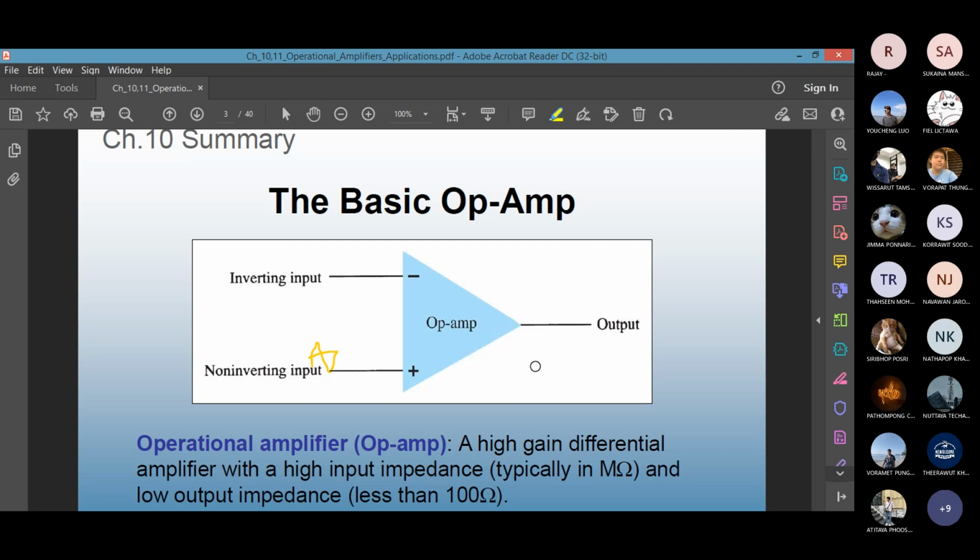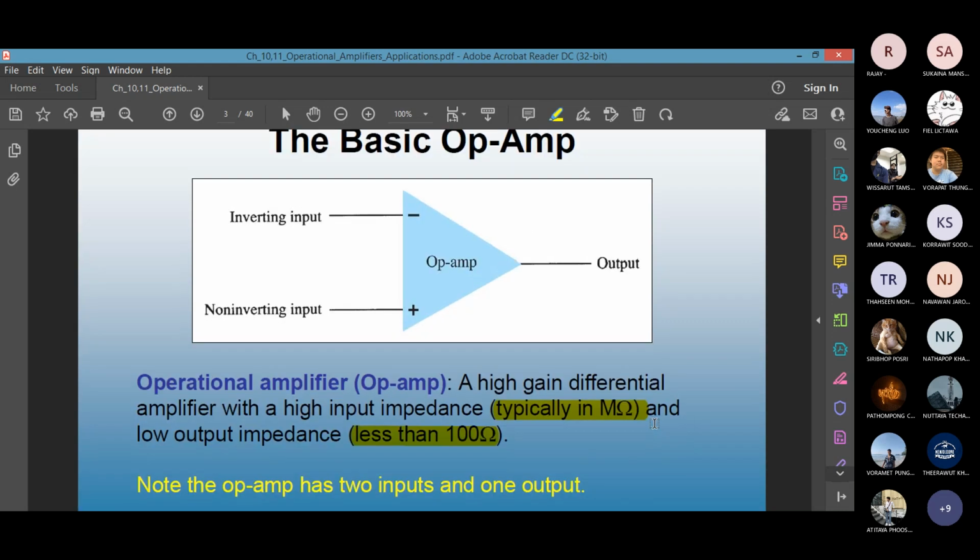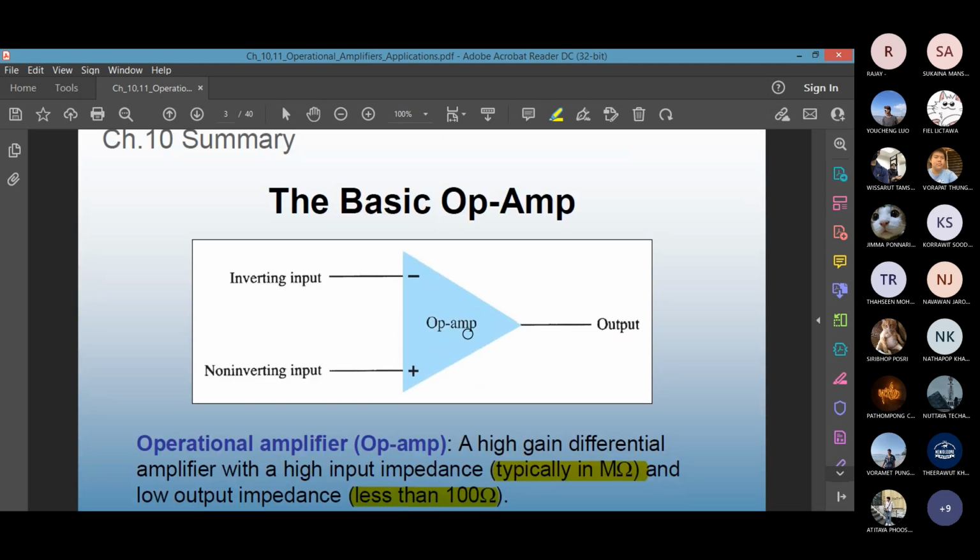An op-amp is a very high gain differential amplifier, high input impedance in the range of mega ohms, and the output side impedance is low, less than 100 ohms. I think I mentioned this a little while ago. It has 2 inputs and 1 output. That's the basic op-amp. So when you draw the picture for the circuit diagram, or when you are presented with the circuit diagram, this is the symbol you will see. A triangle, inside you have the plus pin and minus pin, and you have an output.